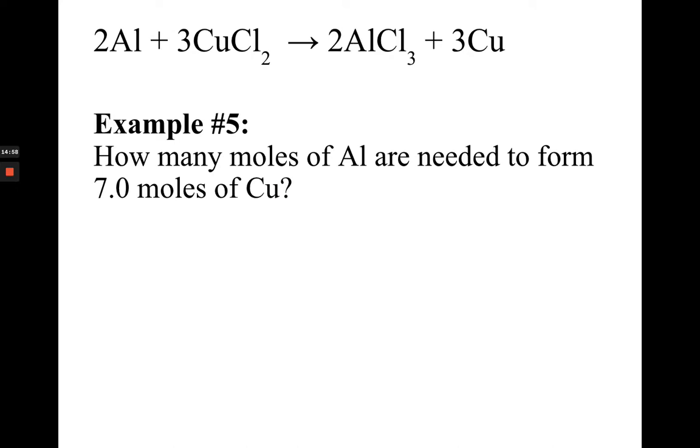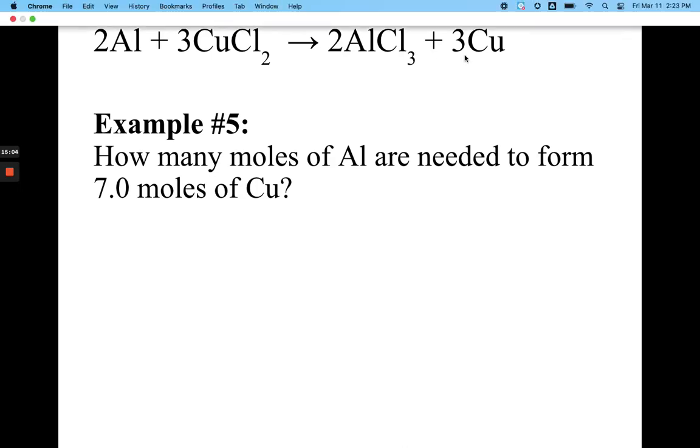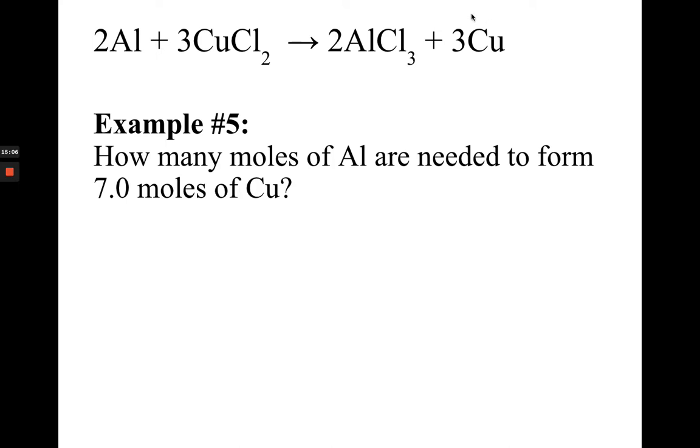How many moles of aluminum are needed to form 7 moles of copper? So it's a little harder to sort of do in our head. This reaction has us forming 3 moles of copper. It's a recipe to make 3, but we want to make 7. So we need to know how many moles of aluminum that is. It's a 2 to 3 ratio. How do we figure that out?